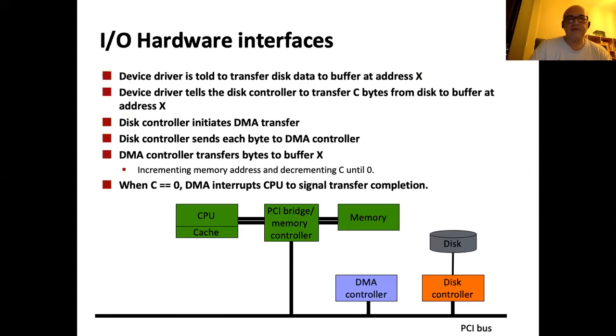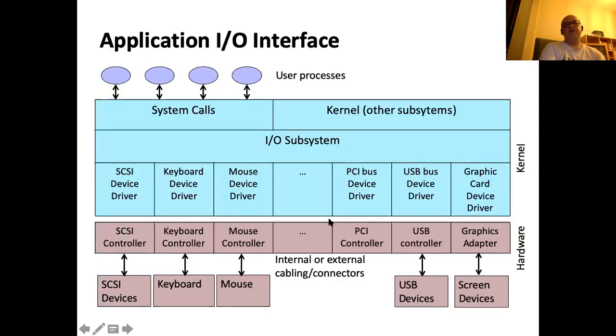So in a typical scenario, the device driver is told to transfer this data to some buffer and address, so DMA will know which address in memory to be used and which block at the device, which commands to send to the device. Then it will send the command to the controller and initiate the DMA transfer, and the buffer is sent to the DMA controller. And when all data is transferred, there will be an interrupt, so the data can be processed.